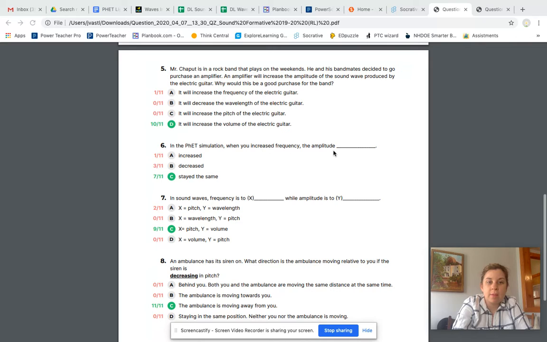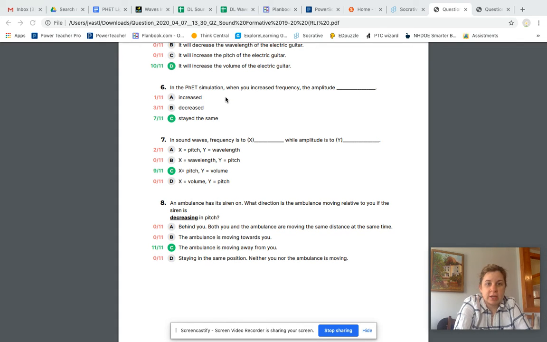Okay. Mr. Chapu was in a rock band that plays on the weekends. He and his bandmates decided to go purchase an amplifier. An amplifier will increase the amplitude of the sound waves produced by the electric guitar. Why would this be a good purchase? It would be a good purchase because if an amplifier increases the amplitude, that means his band will sound louder. And if you're at a rock concert, you want to be loud, okay? You want that electric guitar to be loud.